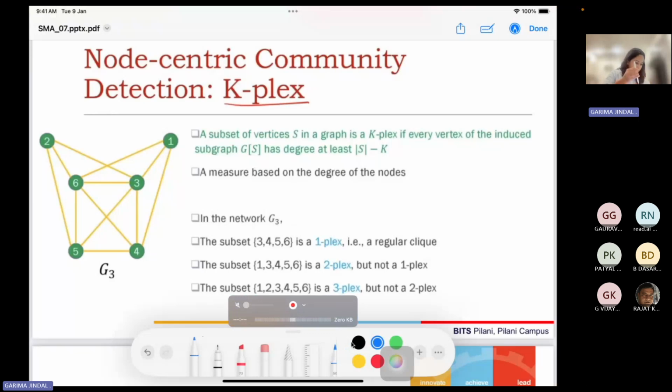Okay, so then we have the definition of k-plex. What is the definition of k-plex? A subset of vertices in the graph is a k-plex if every vertex in the induced subgraph, so here again we are considering an induced subgraph, has degree at least s minus k, where s is the size of that induced subgraph.